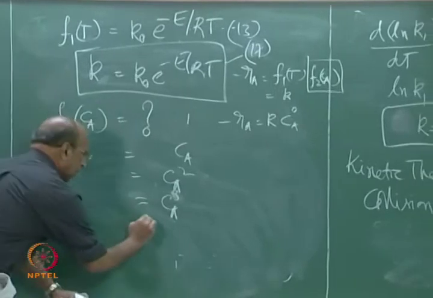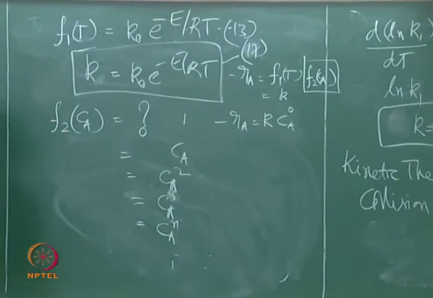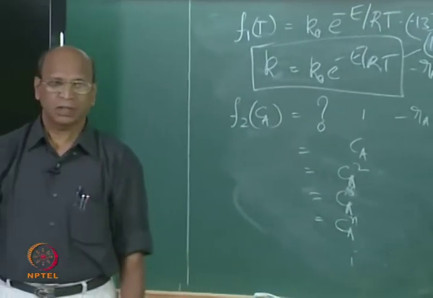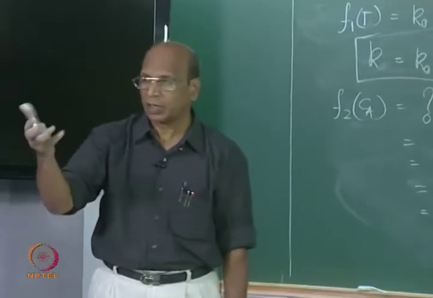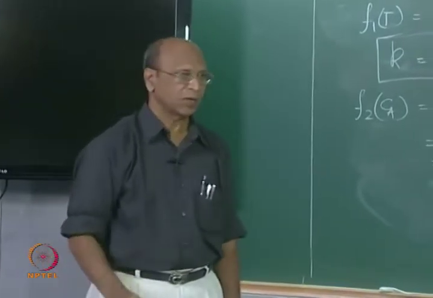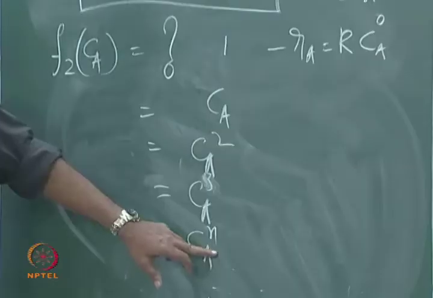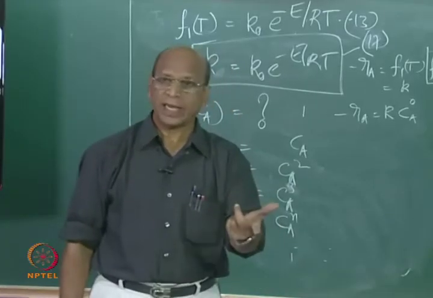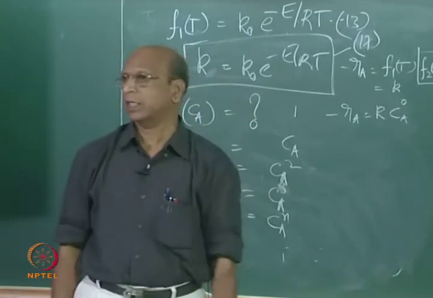CA cubed, or in general it may be CA to the power of n, where n can be 0 to 3. It can also be negative, but negative orders we have not observed again in nature. Okay, so that is why it can be, but it need not be an integer. It can be even a fraction also. So that is why I told you it is very, very difficult, the kinetics part in reaction engineering.